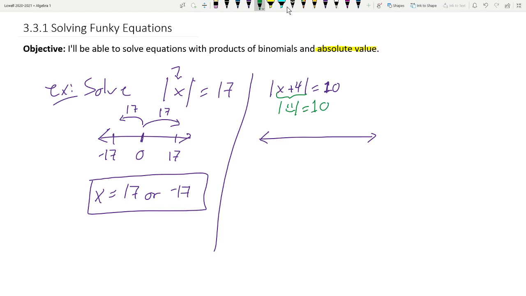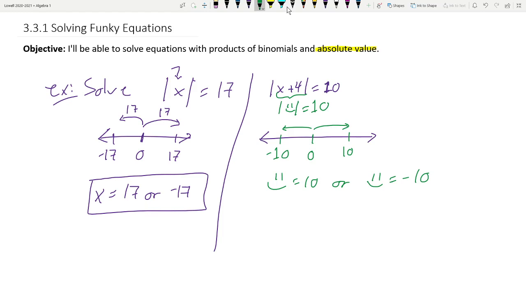What does that mean then? Well, if we look back on the left side, all this says is that smiley face is 10 units away from 0. So we could be at positive 10, or we could be at negative 10. That's all that means, isn't it? And so smiley face equals 10, or smiley face equals negative 10. Okay, hang on a second.